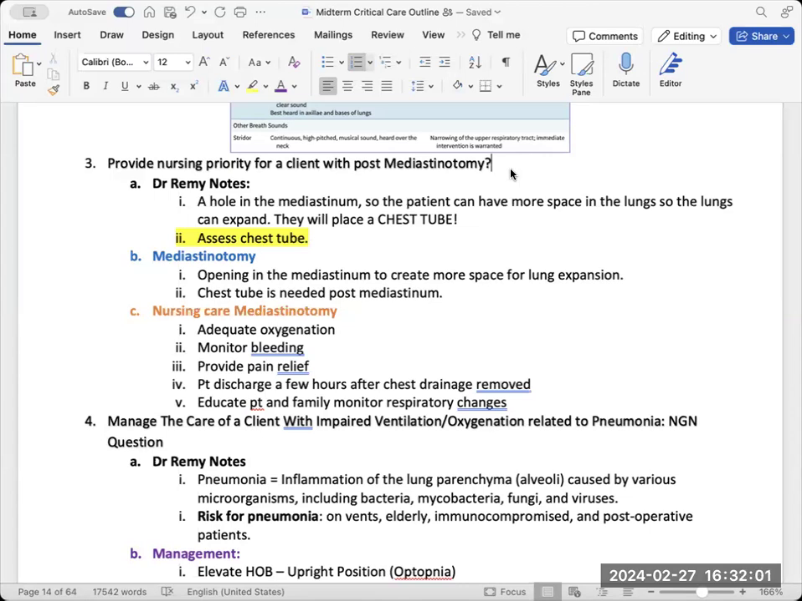So we need to make sure they don't have respiratory distress and that they have adequate oxygenation. We want to look at bleeding, and we want to look at pain relief. We also want to carefully assess what's going on with that chest drainage, because if there's a lot of frank red blood, that means they're actively bleeding. Those are things we want to look at. But if this were a question, the priority would be making sure that they do not have respiratory complications post operatively. Does anybody have anything else they want to add?